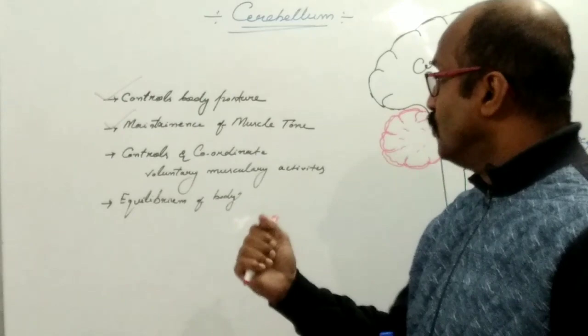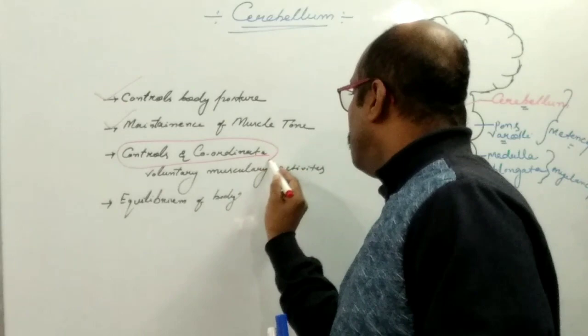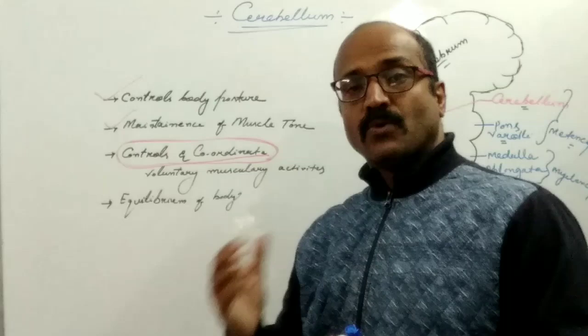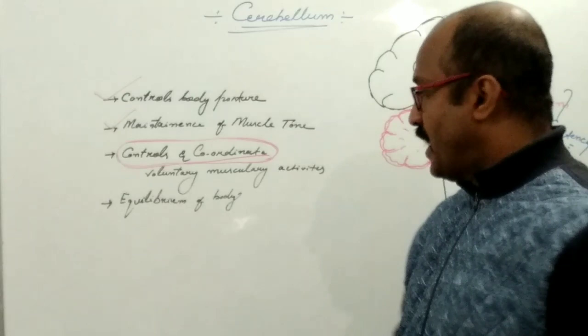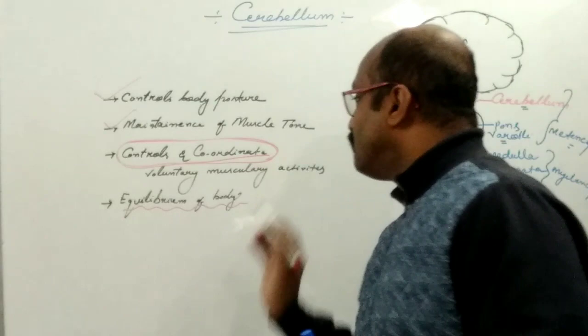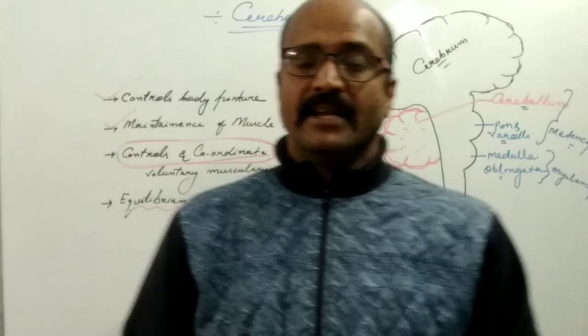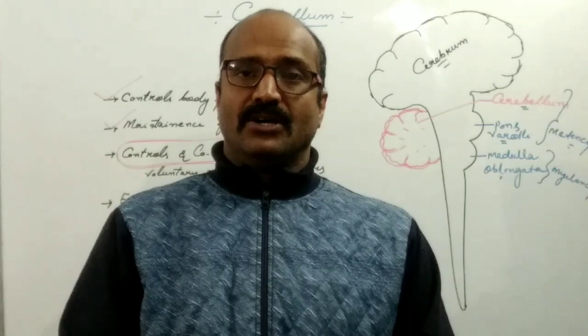It also controls and coordinates voluntary muscular activities. So the cerebellum controls and coordinates our voluntary muscular activity. The cerebellum is also important for the equilibrium of the body. If the cerebellum is injured, then the person feels dizzy and loses the balance of the body.